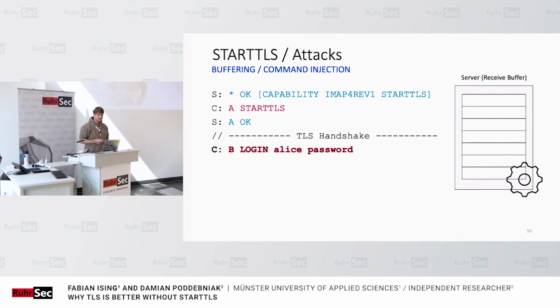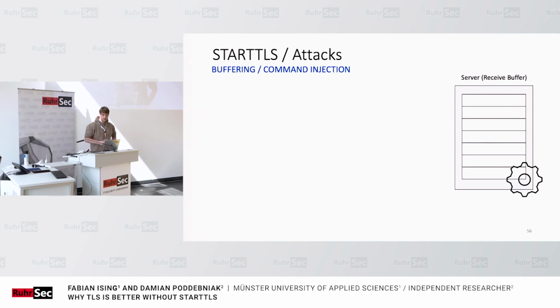Then Alice sends, again, something that is buffered and parsed. The server detects that it's indeed the login command, maybe even with valid credentials, and it responds with a positive response, meaning that Alice is now authenticated. But let's consider the buffering, or command injection, case. Again, let's assume that we first send a greeting, and then a client sends the STARTTLS command.